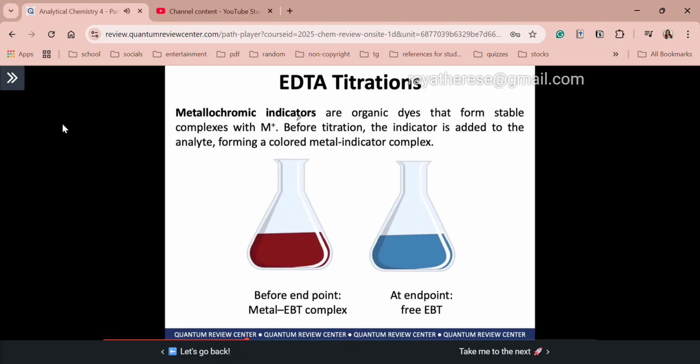So generally, we call these indicators metallochromic because they complex first with the metal. And of course, we see the color change at the end point. O, diba? So kailangan magkaroon ng displacement exactly para ma-observe natin class ang endpoint kapag na-titrate na lahat ng EDTA ang metal ion. Alright? So yan.